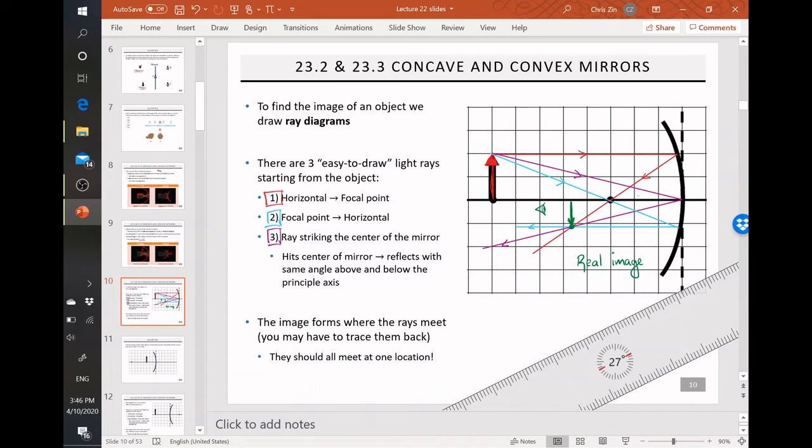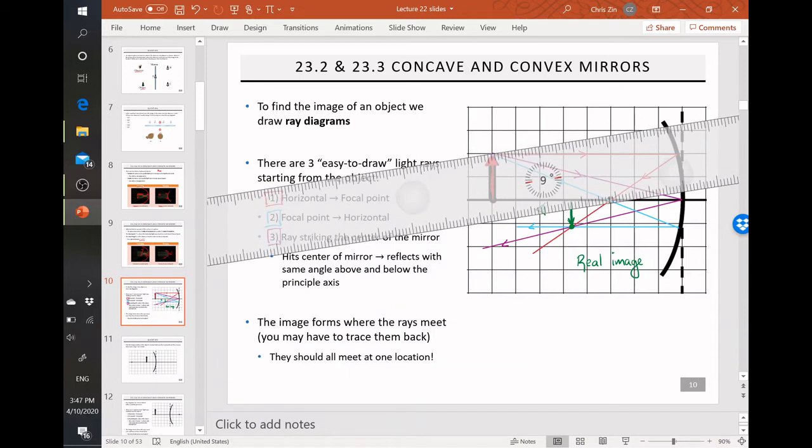So down here it says the image forms where the rays meet. You may have to trace them back. In this case, you do not have to trace them back because they all meet at one location. Okay, and then one more thing on this slide. The three easy-to-draw rays give you an easy way to find where the image of the object is located. However, any light ray that comes from that candle and reflects off of the mirror will go through that image location.